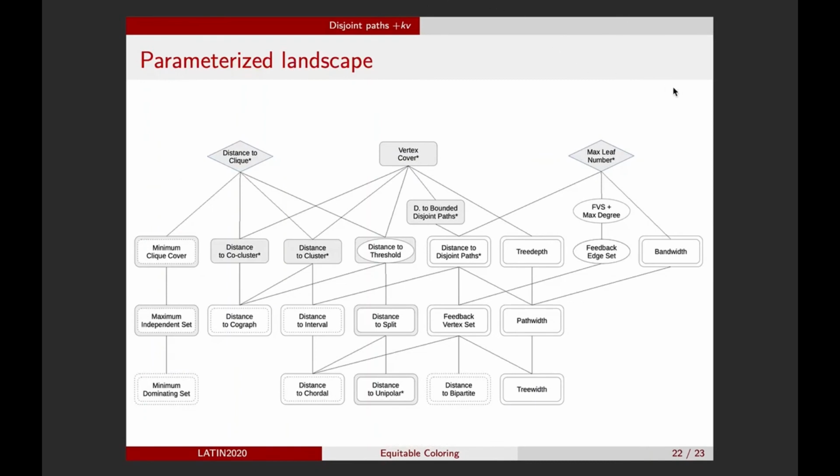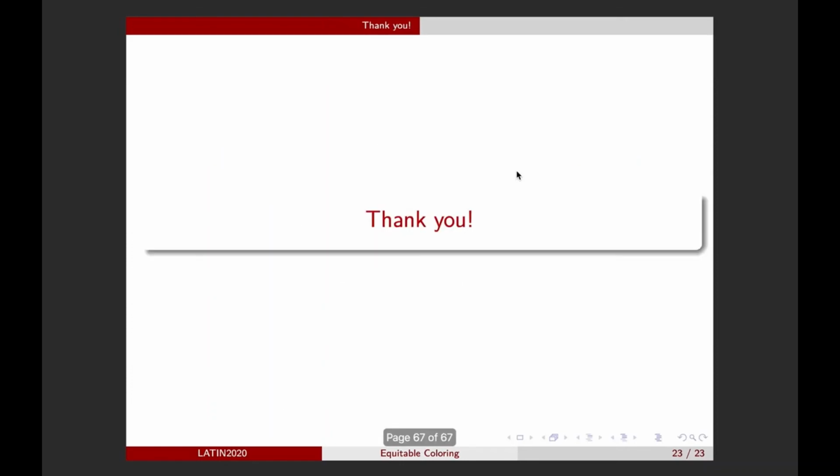This is more or less how the parameterized landscape works. We have the polynomial kernels for max leaf, distance to clique over here, the FPT algorithms for vertex cover, distance to cluster over here, and a bunch of hard cases, and the three main open problems, which are feedback vertex set plus max degree, feedback edge set, and distance to threshold. Thank you very much, and I will answer your questions if you have any.